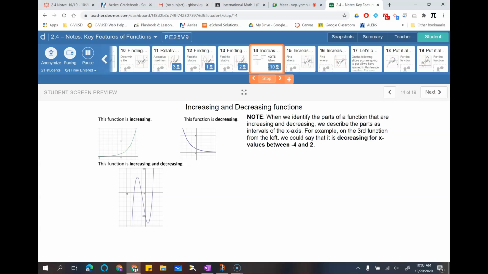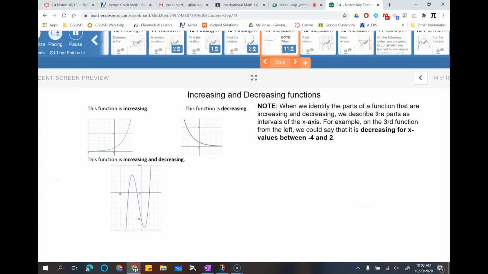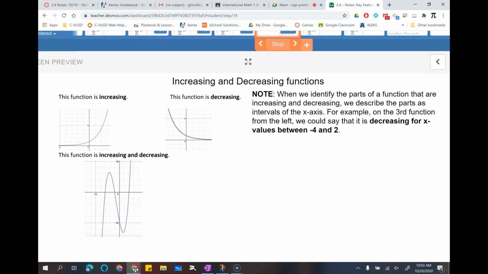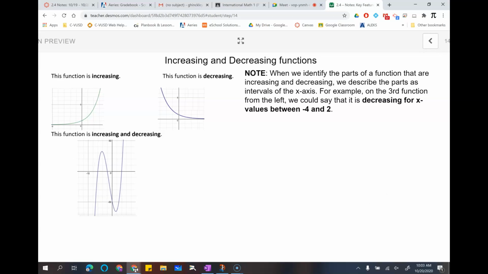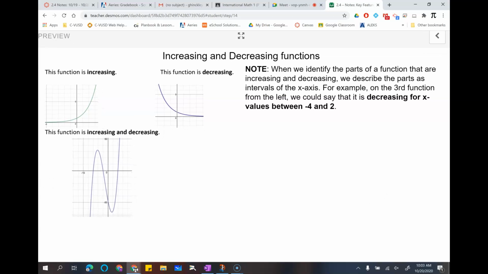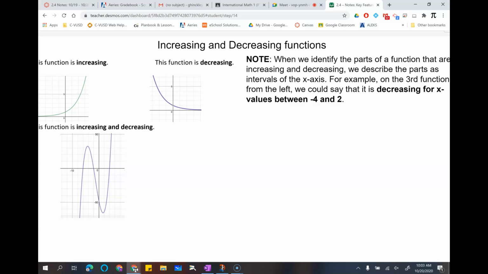All right. So on slide number 14, we have some information about increasing and decreasing functions. So when we identify the parts of a function that are increasing and decreasing, we describe the parts as intervals of the x-axis. So for example, on the third function from the left, we could say that it is decreasing for the x values between -4 and 2.